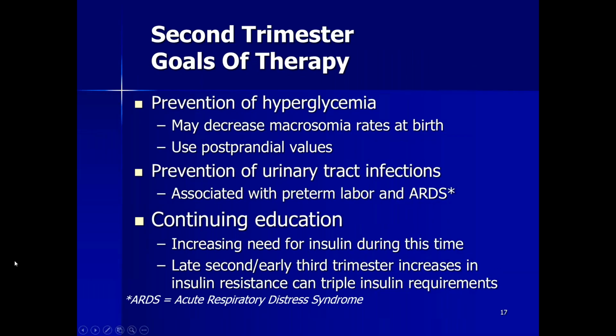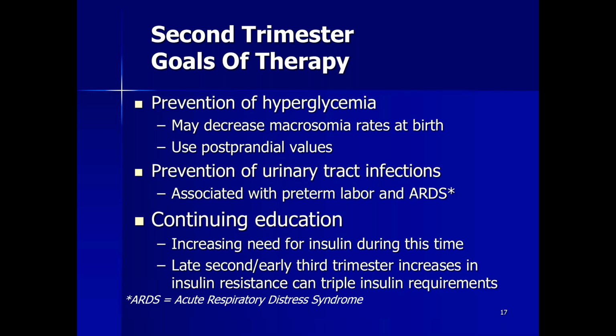Once you get into the second trimester, the patient's insulin resistance begins to increase and hyperglycemia becomes more frequent. Preventing hyperglycemia in that late second trimester, early third trimester time will help control the rate at which fat and adipose tissue is being laid down on the fetus and will decrease the macrosomia rates that are noticed at birth. In order to do this most effectively, you really do need to use postprandial values. Postprandial values are linked to better glycemic control and decreased macrosomia rates.